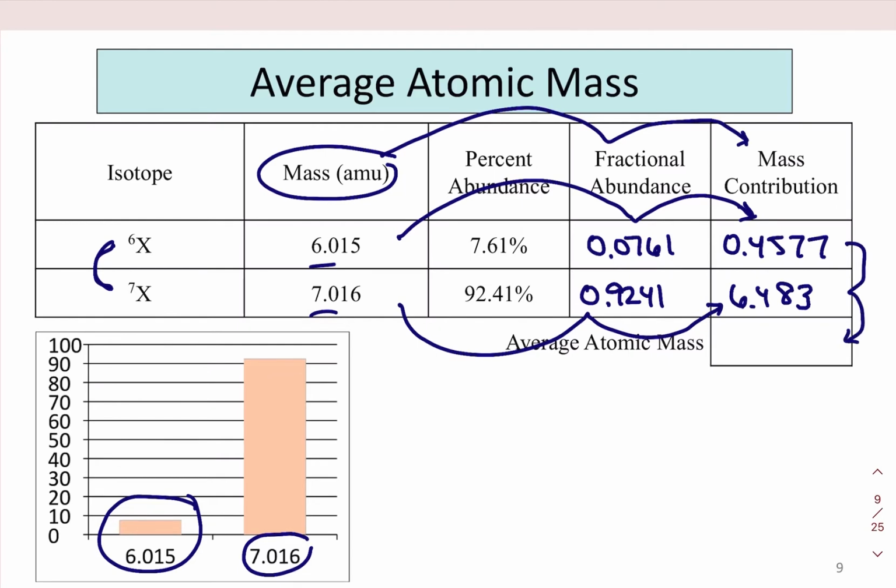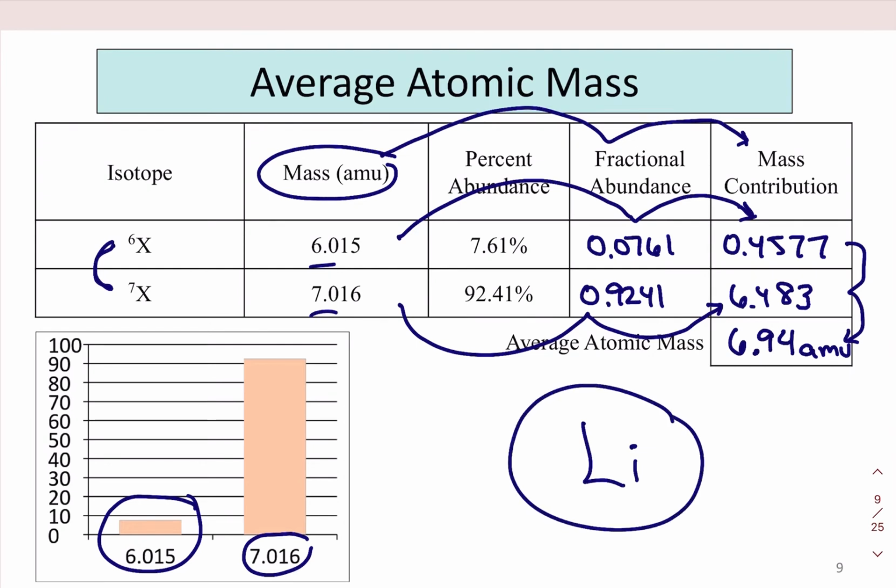That's all we're going to do. So 0.4577 plus 6.483 gives me approximately 6.94 right there. That'll be good enough for what we need. That would be what we call the average atomic mass, which is in AMU. And if you look that up on the periodic table, that's going to give you lithium. So lithium on the periodic table has an average atomic mass of 6.94 AMU.